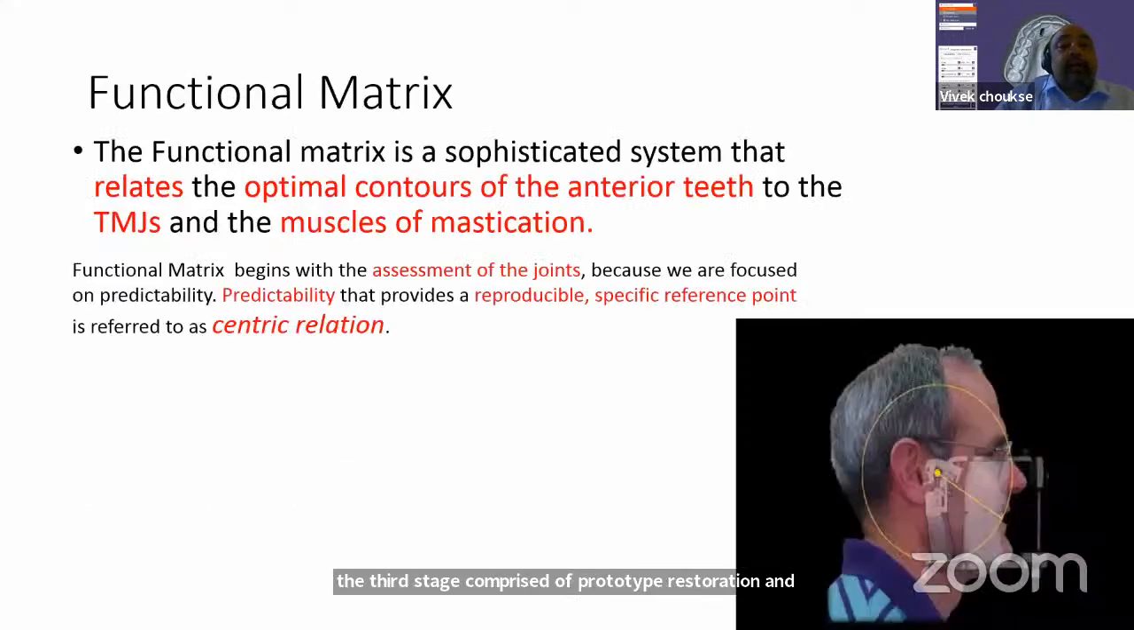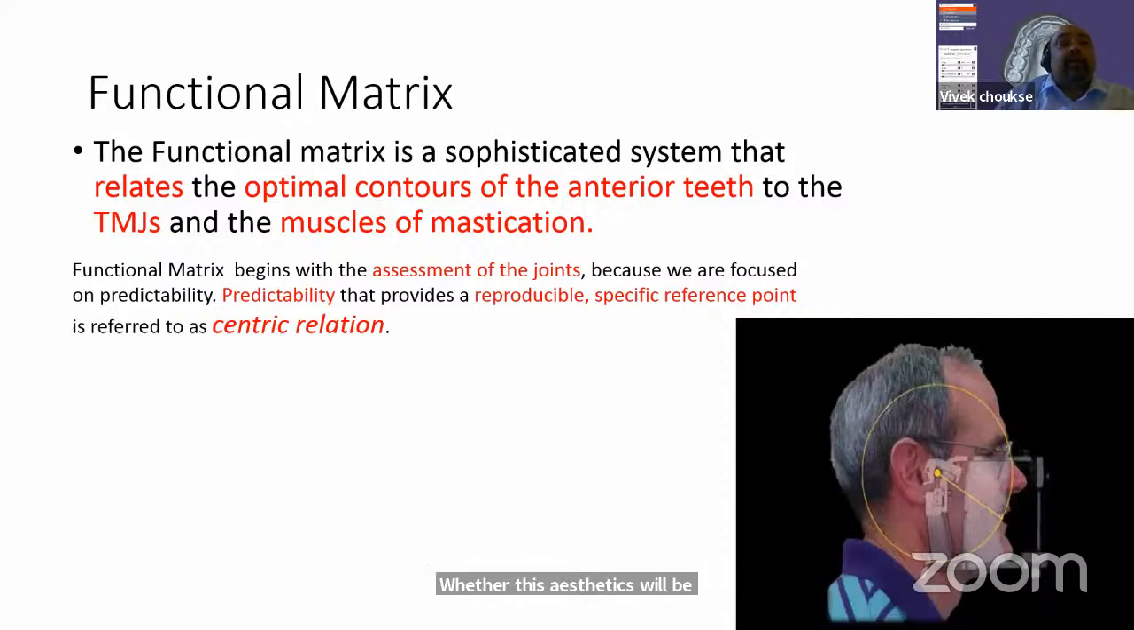Let us see them one by one. This functional matrix is a sophisticated system which relates the optimal contours of the anterior teeth to the TMJ and the muscles of mastication. So friends, it is not only aesthetics that we have to concentrate upon, but also whether these aesthetics will be functionally successful.